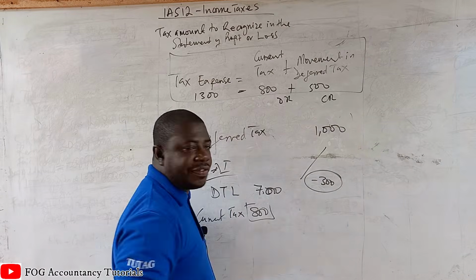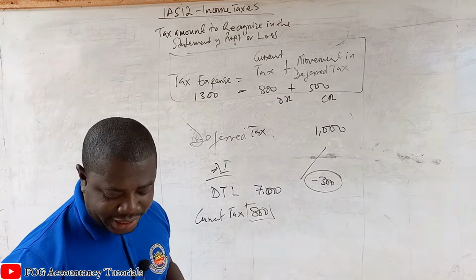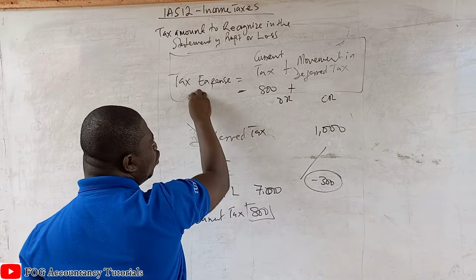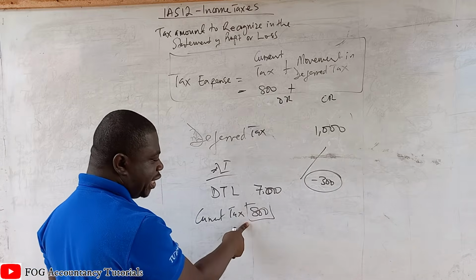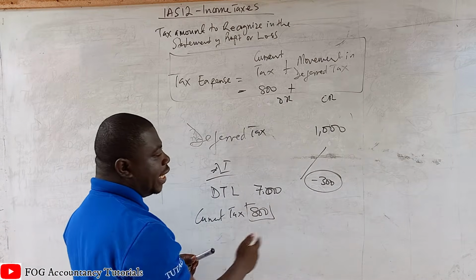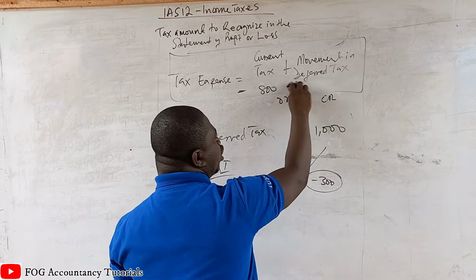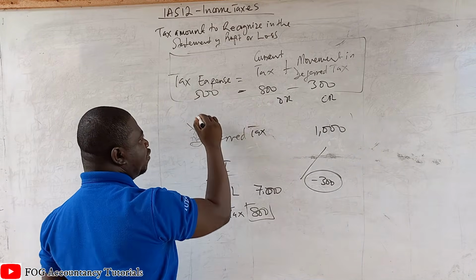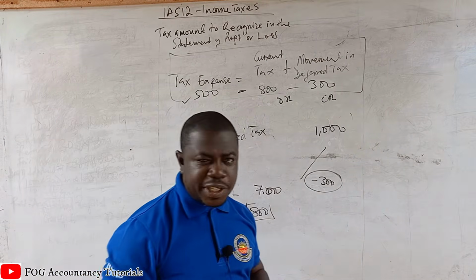It's a decrease of 300. And so your tax expense to recognize for the year would have been your current tax, which is 800, plus the movement. This time, the movement is negative. So it's going to be minus 300. And that means that you're going to recognize 500 as your tax expense for the year.